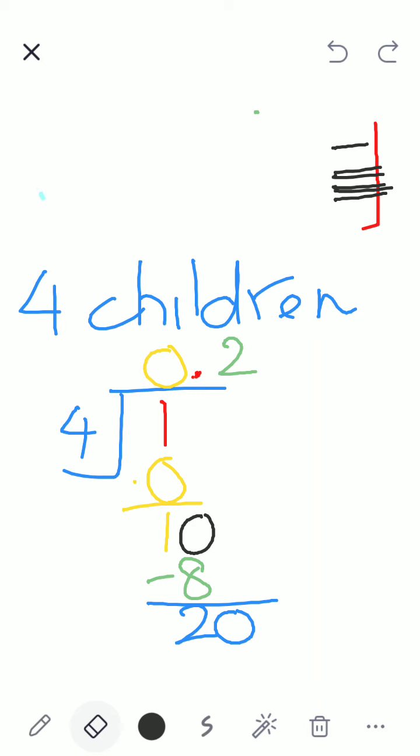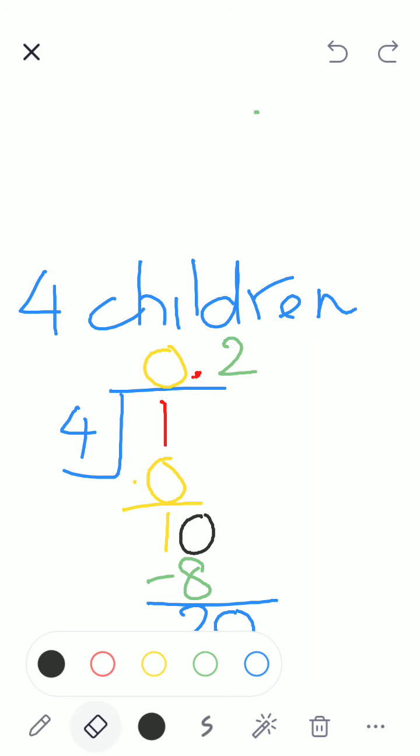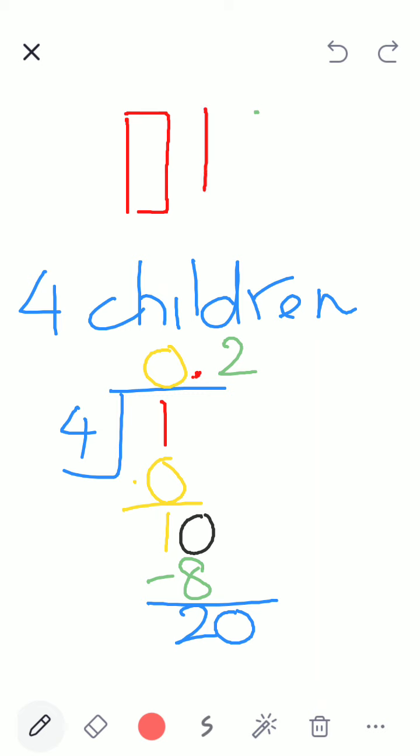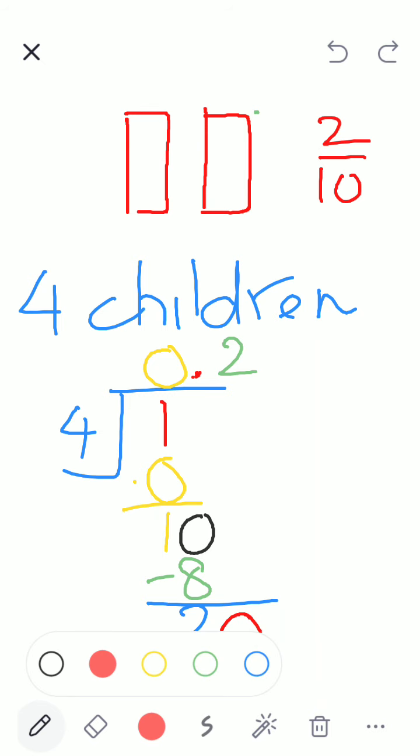Now let me rub this and only draw those two pieces. So how many pieces were remaining? Two pieces after dividing by two. Two out of the 10 pieces were remaining, correct? Okay. Now I want to distribute it further. What do I mean by adding zero here? What I'm doing is dividing these pieces into a further 10 equal pieces each.